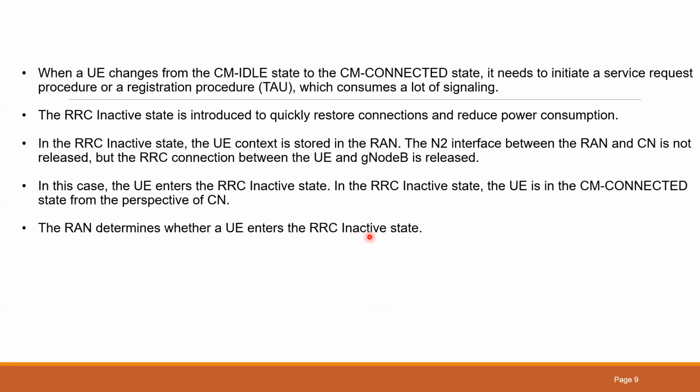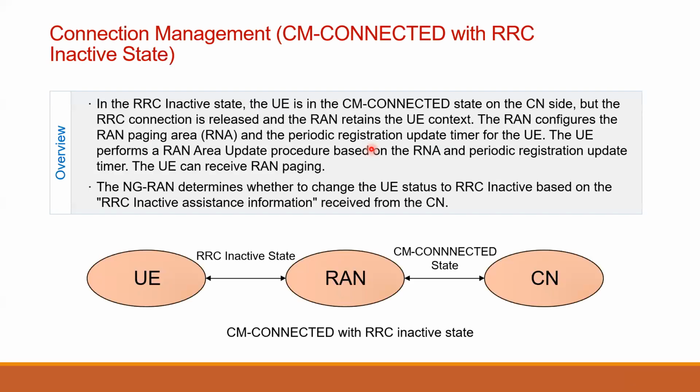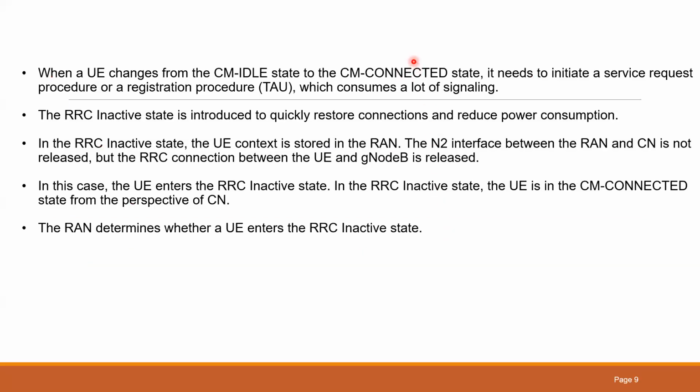The purpose of doing this is that whenever a UE goes from idle to connected, a lot of service requests and signaling is involved between the RAN side and the core side. So in order to reduce the amount of signaling, and in order to ensure that the connection is restored quickly, the RRC inactive state is introduced here.